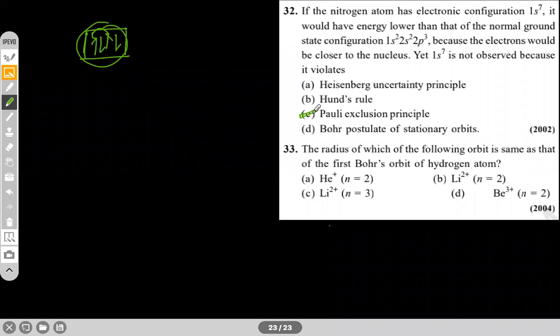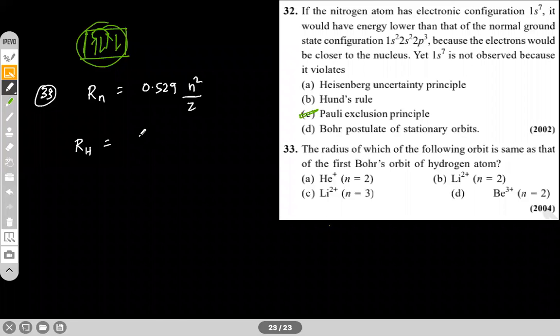Okay, the 33rd question: the radius of which of the following orbits is same as that of the first Bohr orbit of hydrogen atom. Easy one. So what is the first Bohr orbit of hydrogen atom? We know the formula of radius. In the nth orbit, Rn is equals to 0.529 n square by Z. For hydrogen, the first Bohr orbit means 0.529 into 1 square by 1 only.